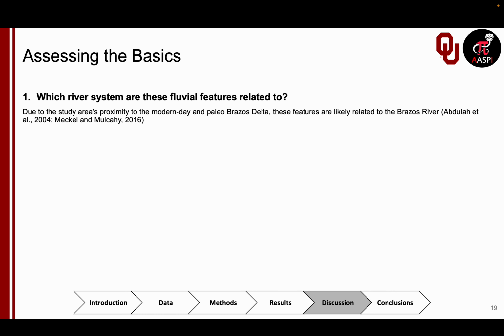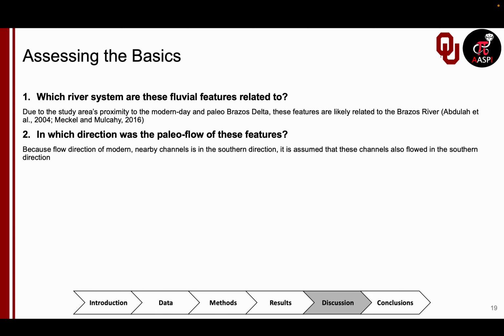Well, I showed you how closely our study area lies to the modern day Brazos Delta, and it also lies very close to the Paleo-Brazos River Delta. So these features are likely related to the Brazos River. Now, that's not to say that it's impossible that the Trinity River contributed to the study area, but we're going to say that it is most likely, most plausible, that these channels are related to the Brazos River.